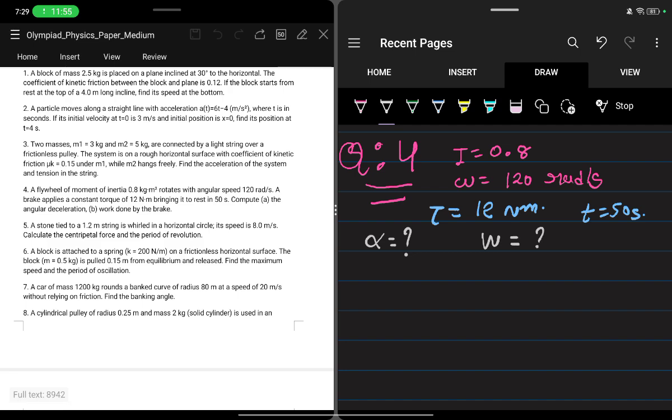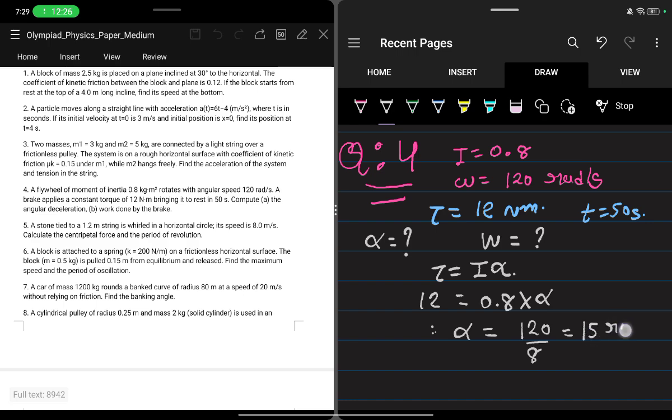This is our question. So torque is equal to I alpha. This is the formula. Here torque is given, that is 12. Moment of inertia is 0.8. So you can easily find this alpha, right? That is 12 by 0.8, that is how much? 120 by 8, that's like 15 radian per second square.